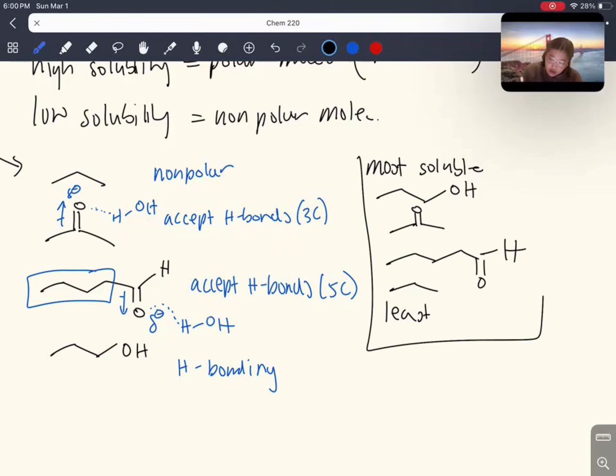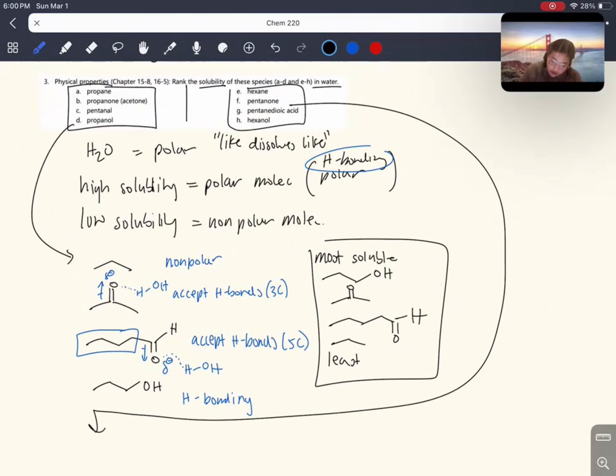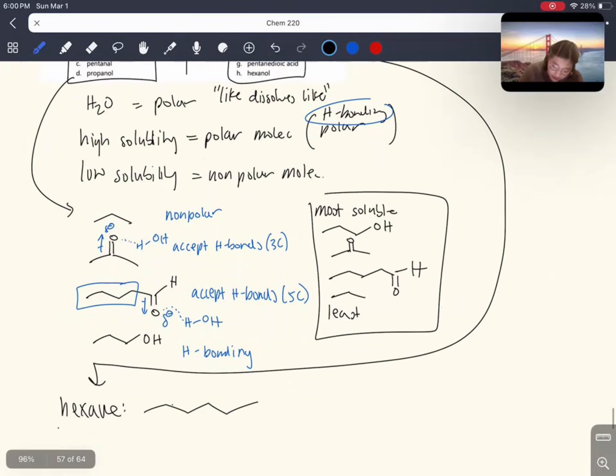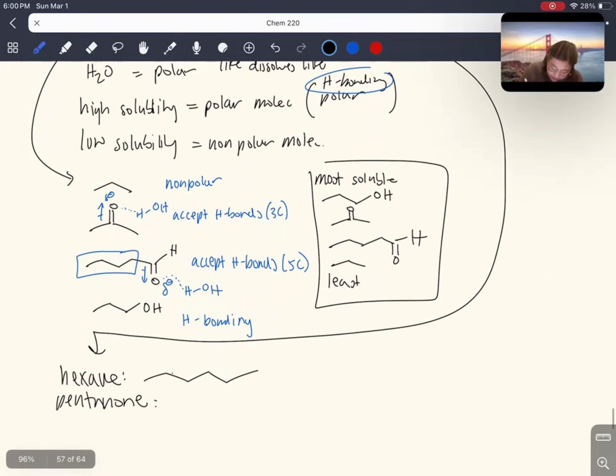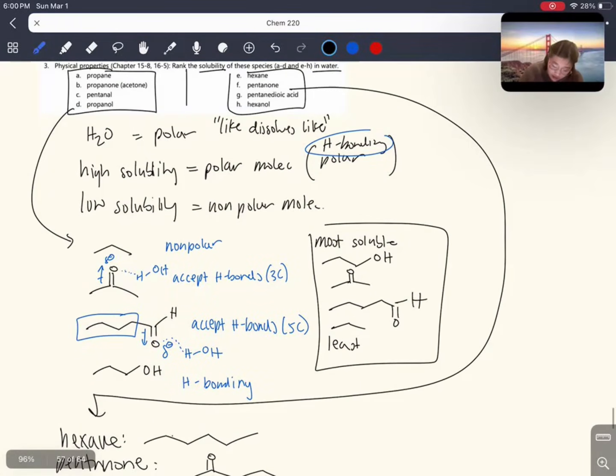So that's the first list for A through D. Now let's think about the list E through F. Hexane has six carbons. And then we have pentanone, which has five carbons. And you have a ketone on the carbon there. Pentanedioic acid.